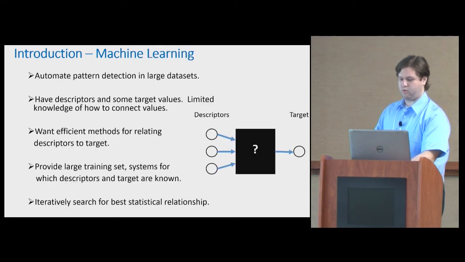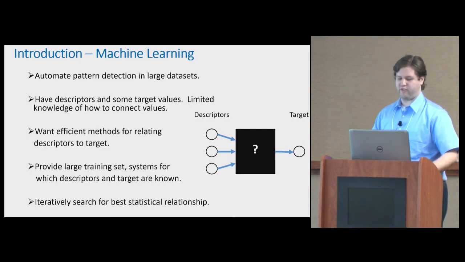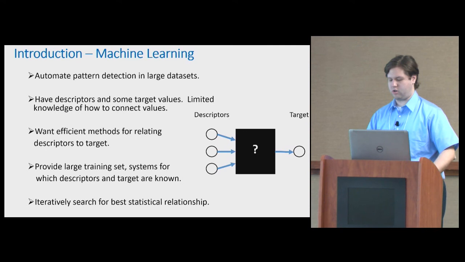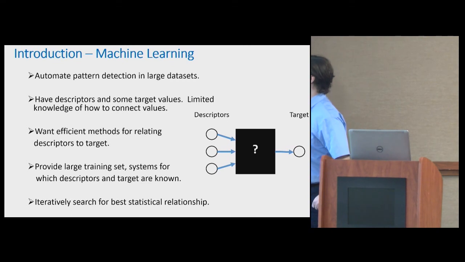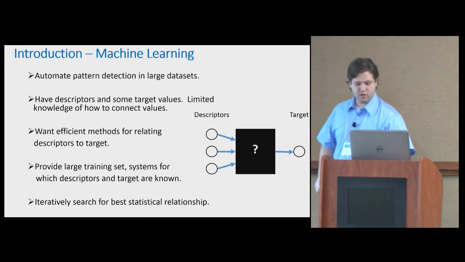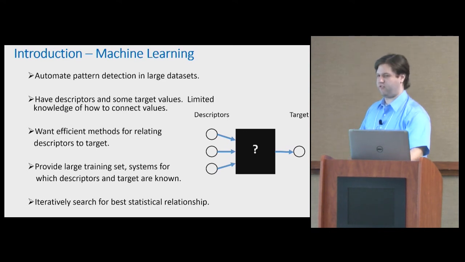So changing gears a little, machine learning. With machine learning, the goal is to automate pattern detection in large data sets. So generally, these problems consist of having some descriptors, which are quantities which we can easily find, and some target values, quantities of interest. But the trouble is we have limited knowledge of how to connect the descriptors to the target value. There's something missing, or at least no efficient method for relating them. So with this, we provide a large training set, systems for which both the descriptor values and target values are known, and then we iteratively search for the best statistical relationship between them.